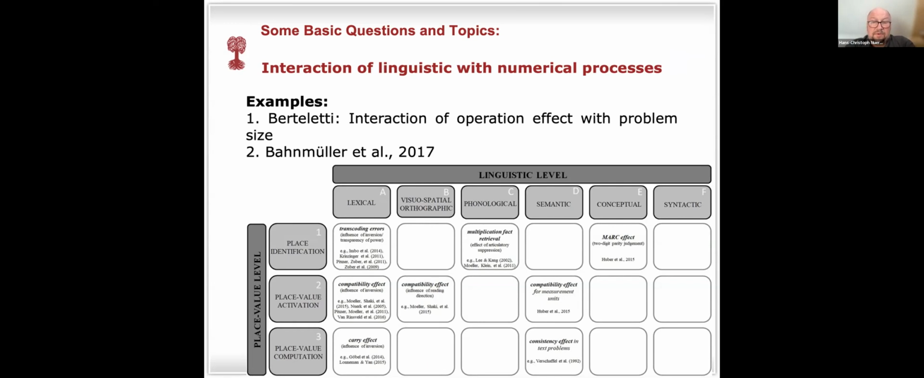And if you look at the linguistic level and at a place value level, you see that not every place value level is influenced by every linguistic level, but you have to differentiate on both sides, at the linguistic side and at the place value side, to show where there are influences and where there are maybe no influences.